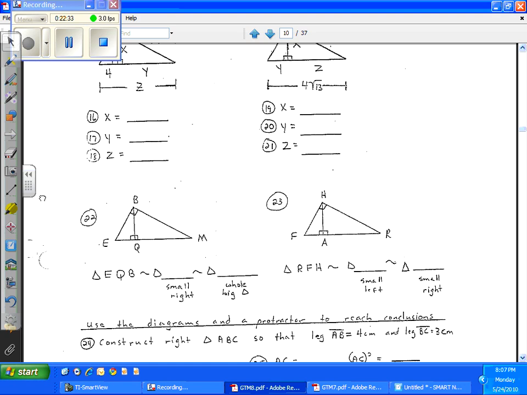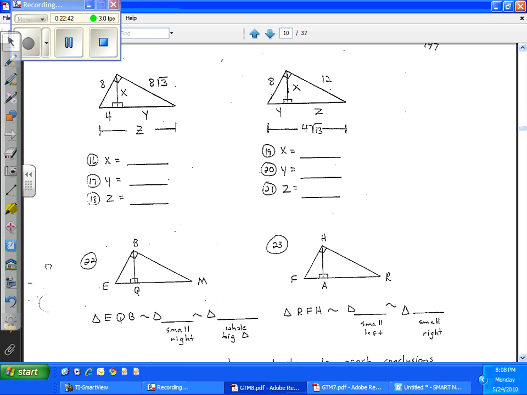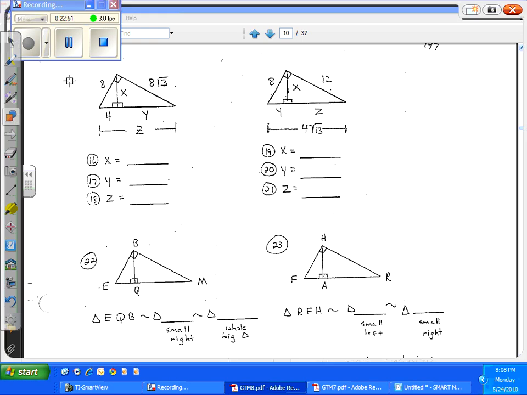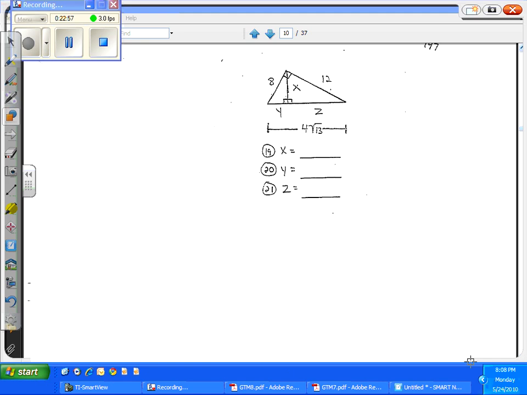And I gave you lots of these to practice, which you need lots to practice on. Let's look at the last set there. Here I gave you the legs and I didn't give you the pieces. So this gets a little more complicated when I don't give you the pieces of the hypotenuse. So let's just look at that particular problem and let's try to set it all up.